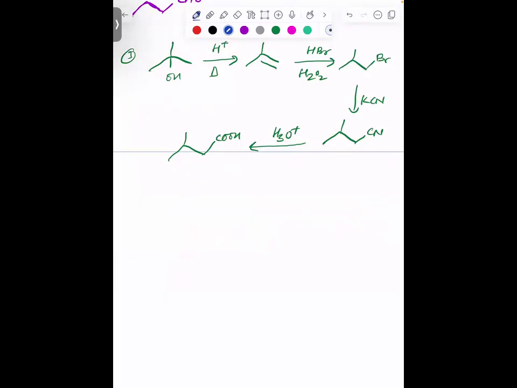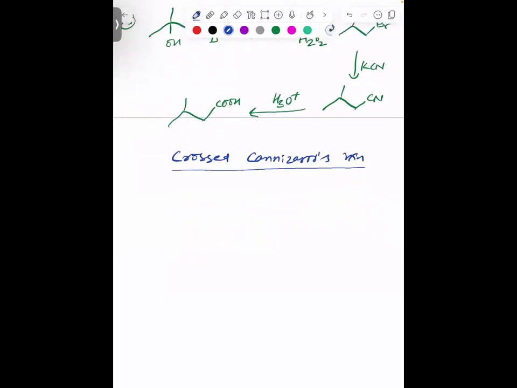the crossed Cannizzaro reaction. So in the crossed Cannizzaro reaction, we take the crossed Cannizzaro reaction question from last year, 2025 JEE Main. Although it is not in your board's syllabus, some questions are being asked. Crossed Cannizzaro reaction, even intramolecular Cannizzaro reaction questions have come.